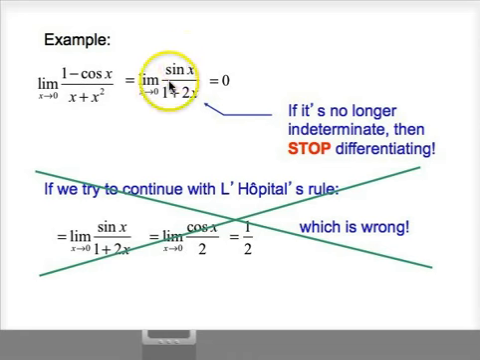Now, if you continue to take a derivative of this, that would be incorrect because this is no longer an indeterminate form. When I stick 0 in, I'm going to get 0 over 1, which is not indeterminate, so we cannot take a derivative of the top and bottom at this point. And down here it just shows that if I did take this derivative, it would end up being this, which would give me a limit of 1/2, which is wrong.